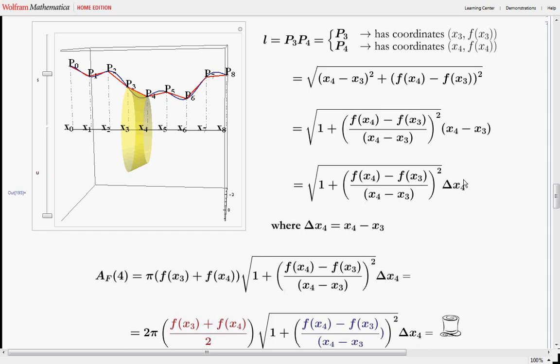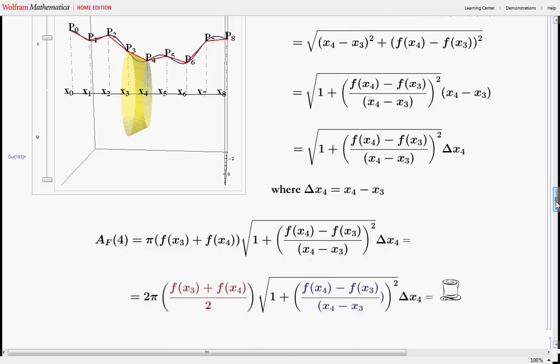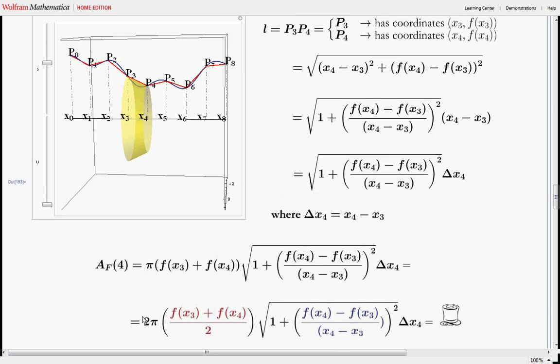And I called it delta x4 rather than, say, delta x3, because I wanted to indicate that we are working with the fourth interval. So we can write now the formula for the surface area of the fourth frustum. It is our slant height that we have just calculated times the sum of the values of the function f at points x3 and x4 times pi. I also multiplied this whole expression by 2 and divided by 2, which is something I'm always allowed to do.